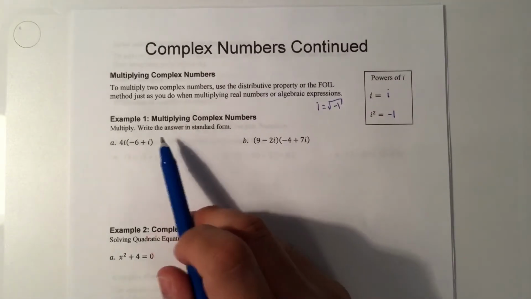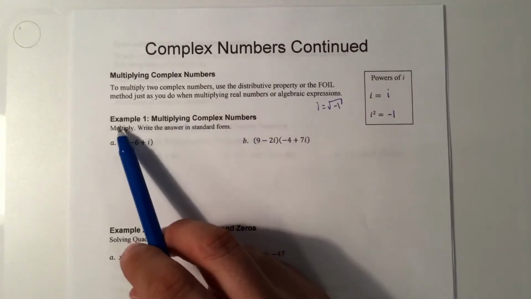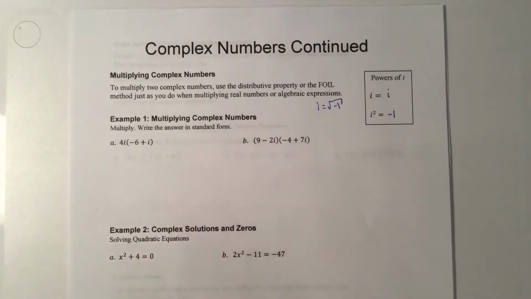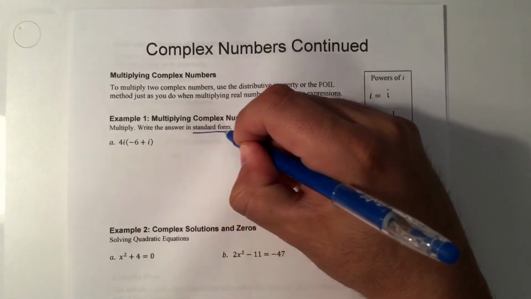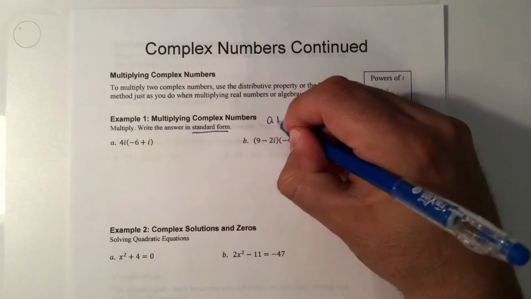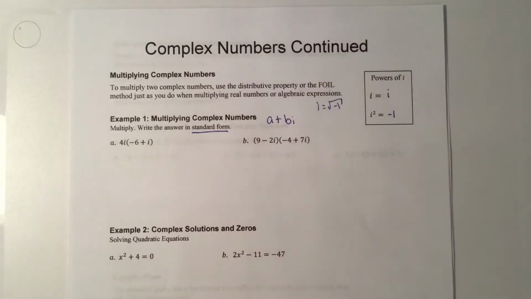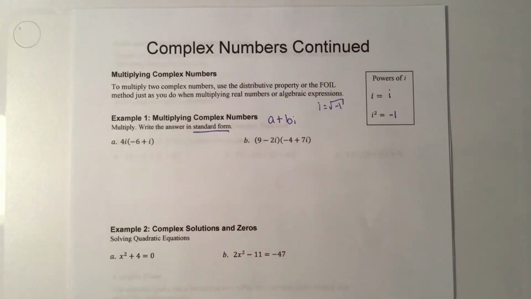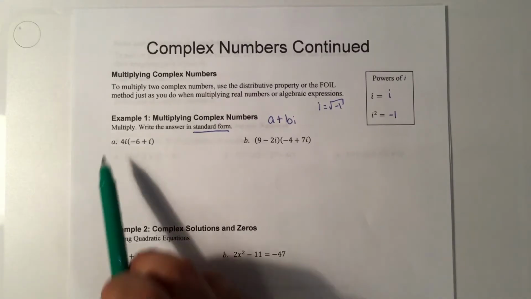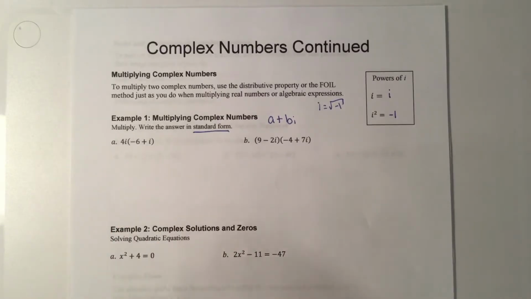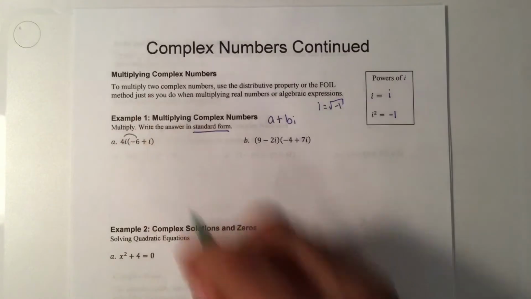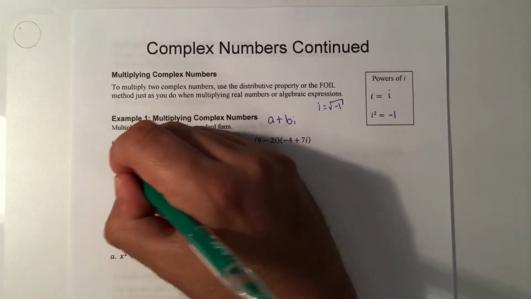All right, so for the first example, it says multiplying complex numbers, multiply, write the answer in standard form. So once again, standard form, if you have forgotten, is a plus bi. All right, so let's go ahead and solve these here. So for the first one, letter A, we're going to distribute that 4i. So 4i times -6 is going to be -24i.